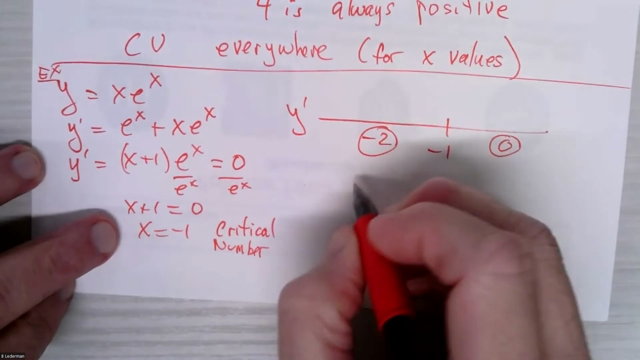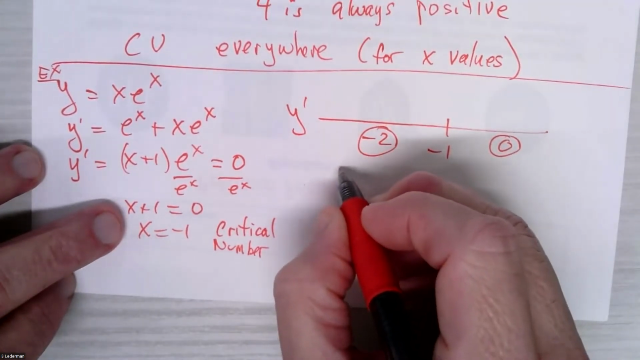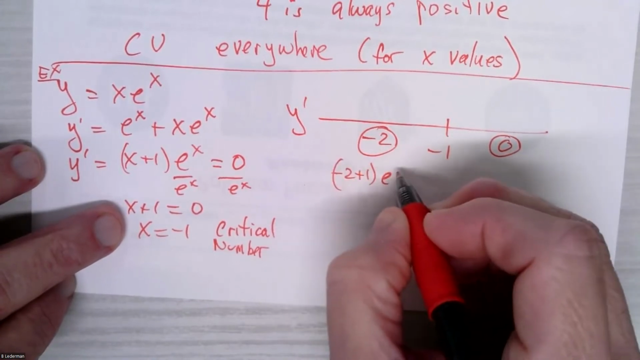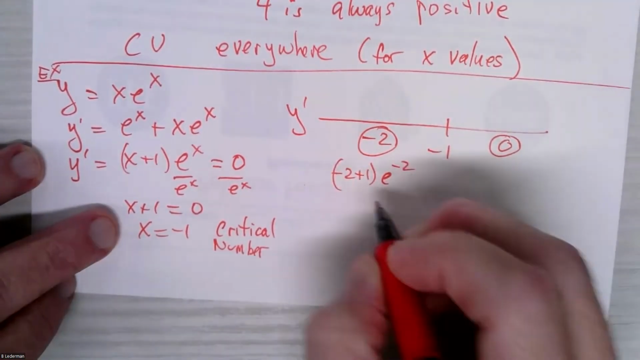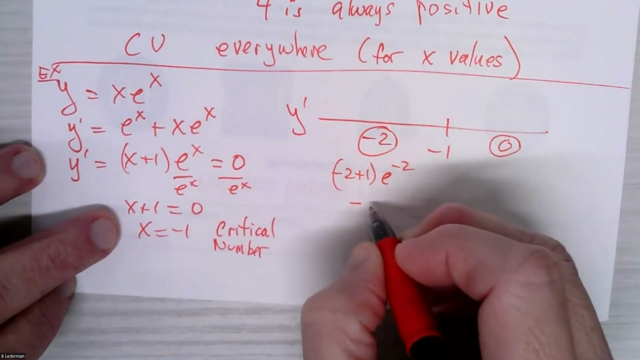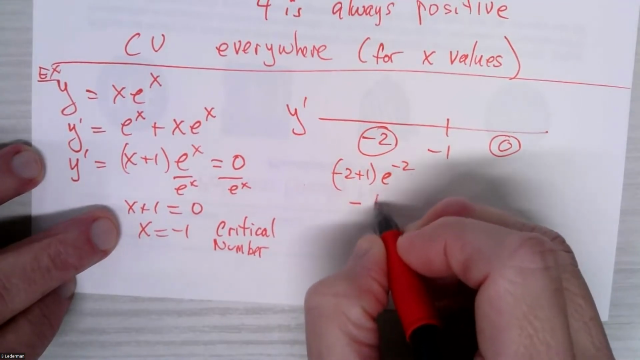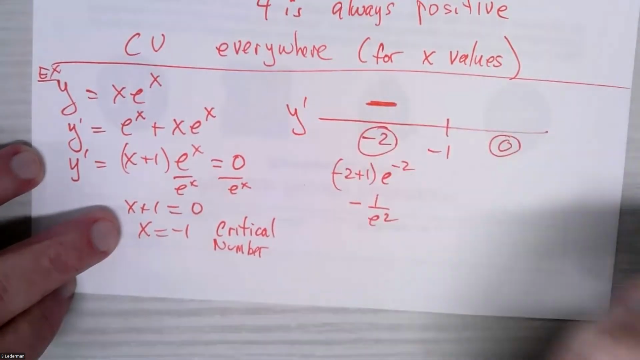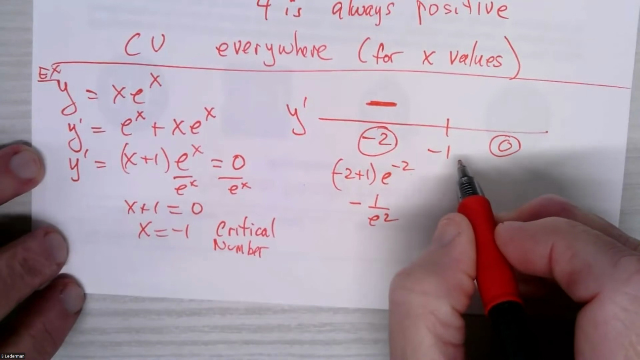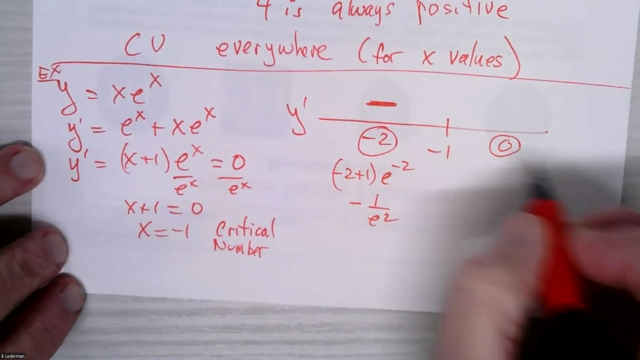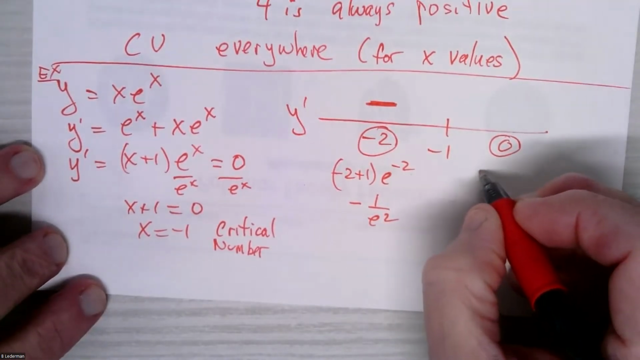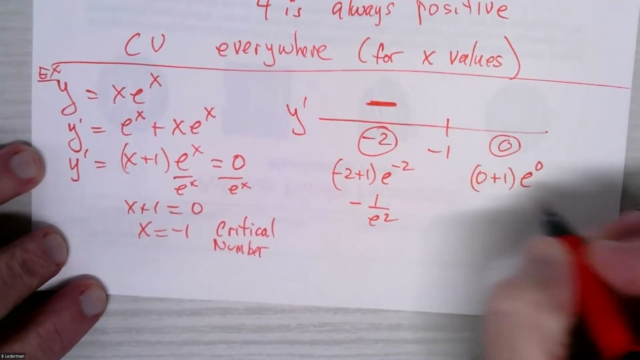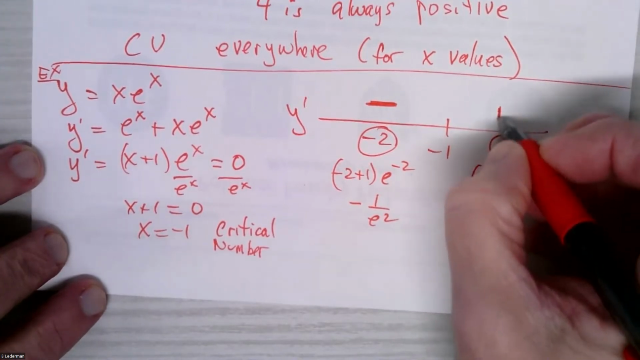Negative 2 plus 1 times e to the negative 2 is negative 1 over e squared, which is a negative number. So it's negative here. And let's look at what happens when I put in 0. 0 plus 1 times e to the 0 just equals 1, which is a positive number.